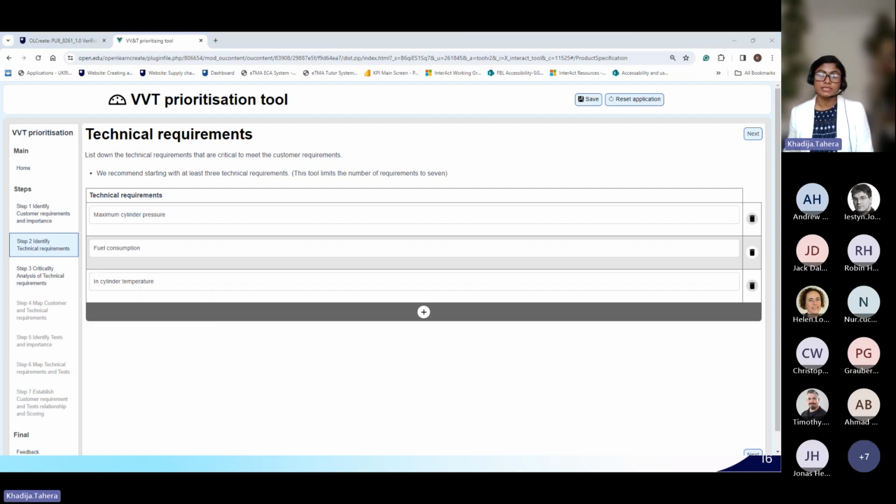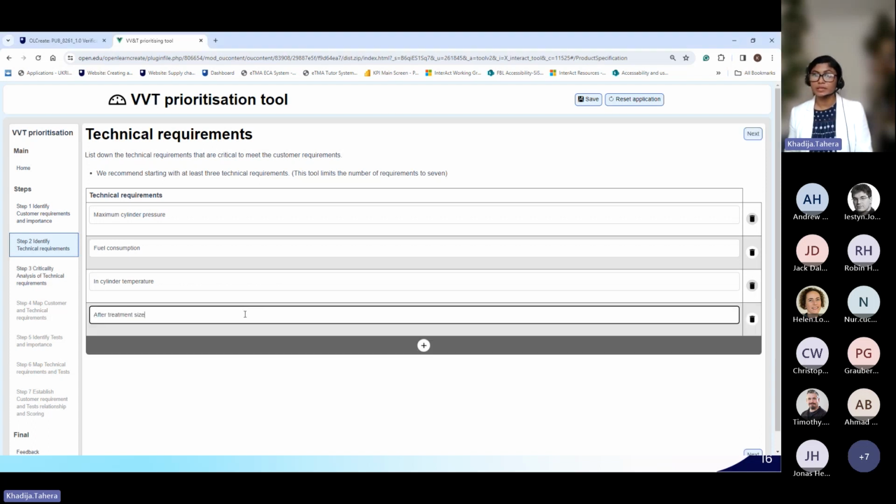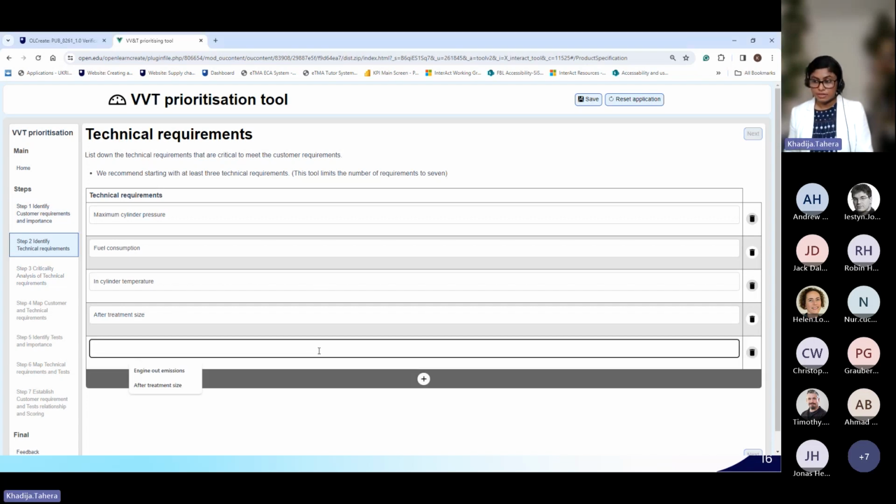I could populate all this data beforehand, but I thought going through the process would be useful. But please bear with me if you think otherwise. And I'm trying to be as quick as I can. So these are the 5 technical requirements, probably from the engineering point of view, we identified.